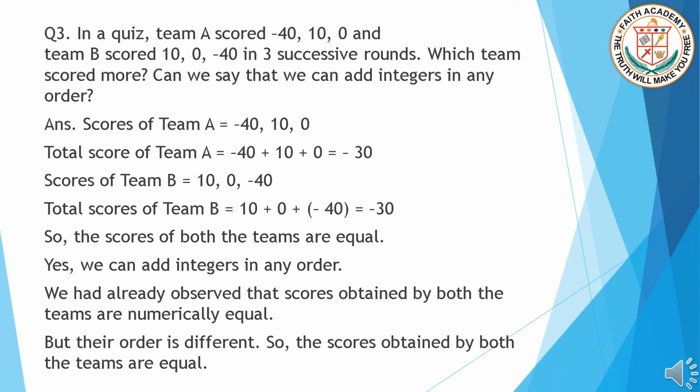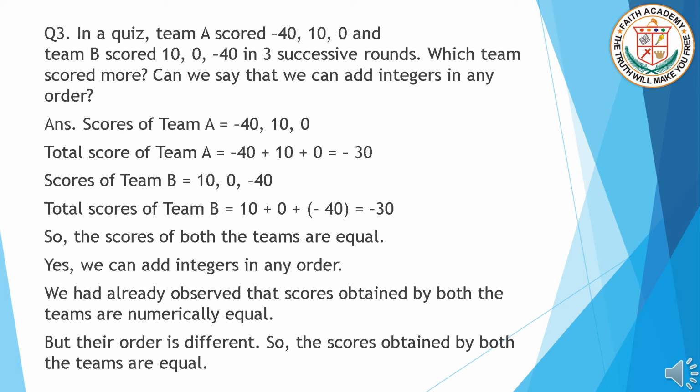Third question. In a quiz, Team A scored minus 40, 10 and 0, and Team B scored 10, 0 and minus 40 in 3 successive rounds. Which team scored more? Can we say that we can add integers in any order? Now let us solve this. They are asking which team scored the most points.